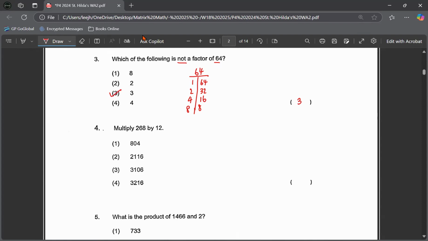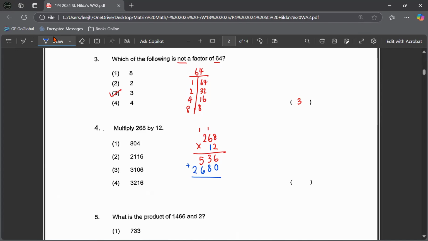Okay. Question 4, multiply 268 by 12. So you do a working, 268 times 12. So 8 times 2, 16. This is a 1. 6 times 2, 12. 12 plus 1, 13. 2 times 2, 4. 4 plus 1, 5. Okay. So once you're done, I'm going to use another number to multiply with this one. 110. So once you're done, you put a 0. You should know you must put a 0 because you're using the top number to multiply with the 110 here. So 8 times 1, 8. 6 times 1, 6. 2 times 1, 2.